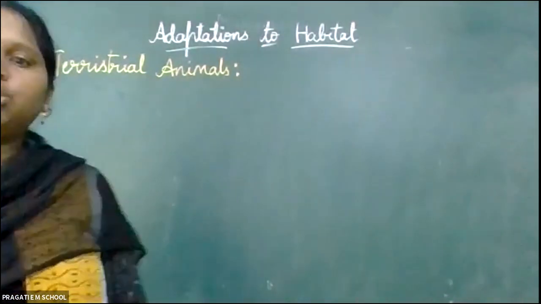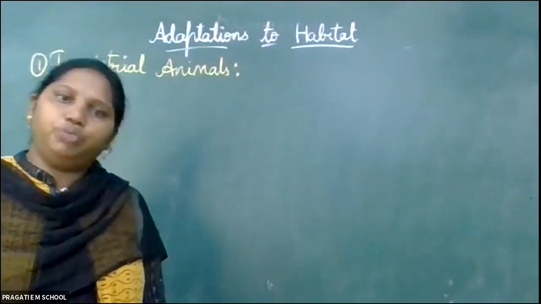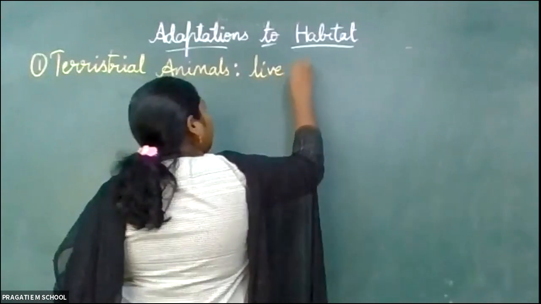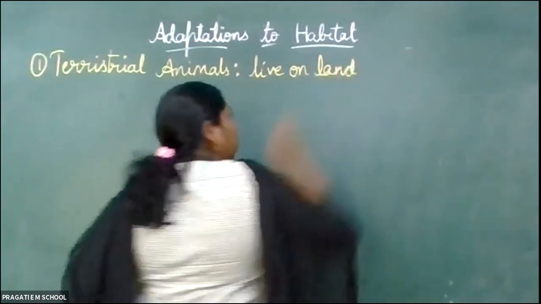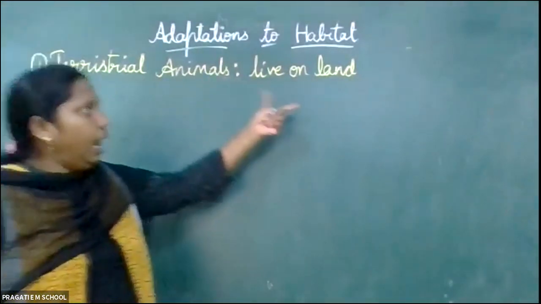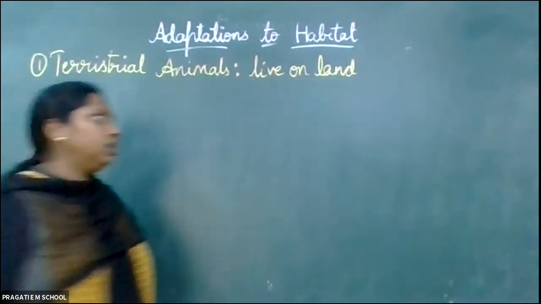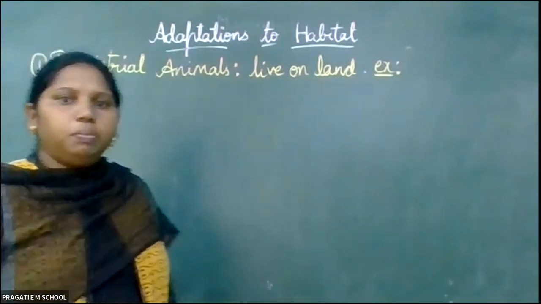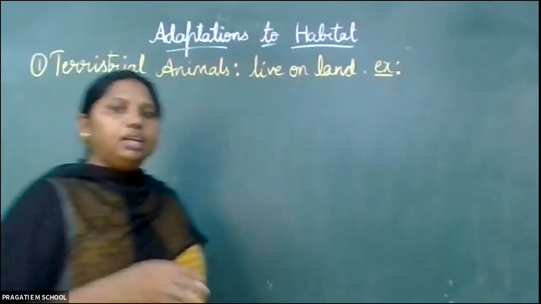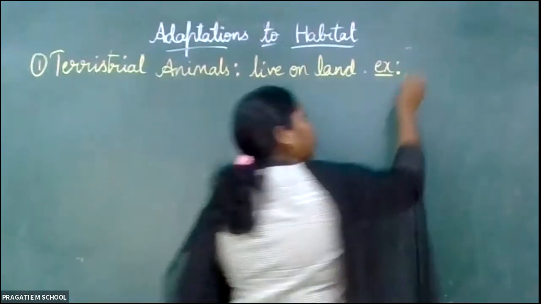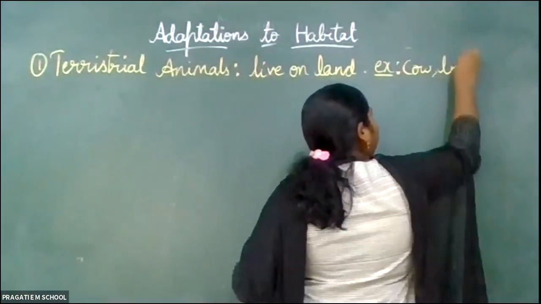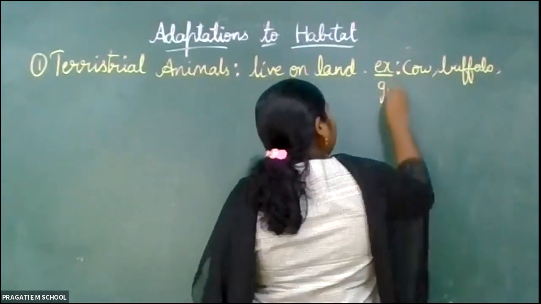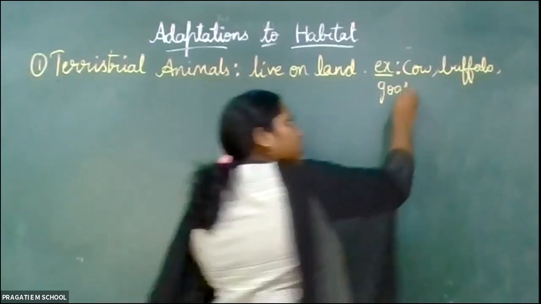Okay. What is meant by terrestrial animals? The animals which live on land. The animals which live on land come under terrestrial animals. Tell some examples, children. In our surroundings, the animals which live on land. Cow, buffalo. Another example, goat. So many animals are there which live on land.